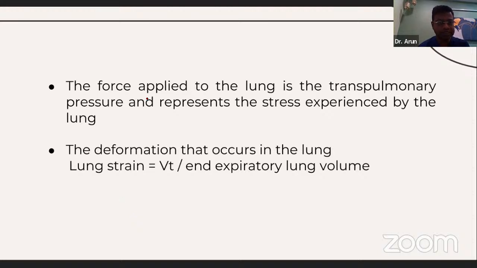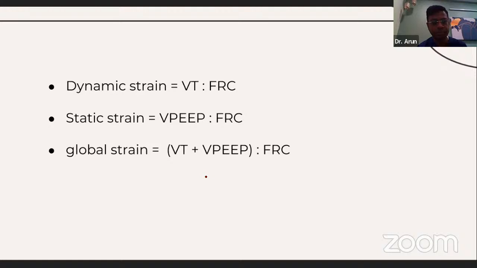So stress means the force we are applying to the lung, that is called force or stress. The force applied to the lung is the transpulmonary pressure, that represents the stress experienced by the lung. And because of this force, the deformation that happens to the lung is termed lung strain. That is equal to change in volume to the end expiratory lung volume.